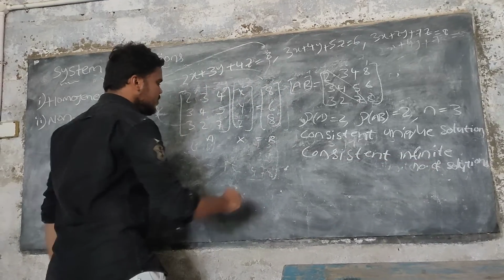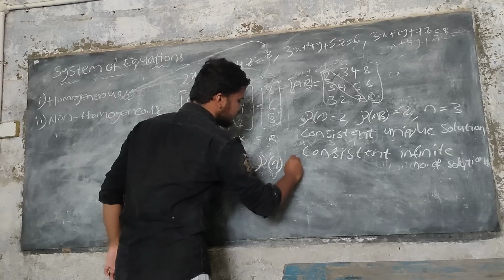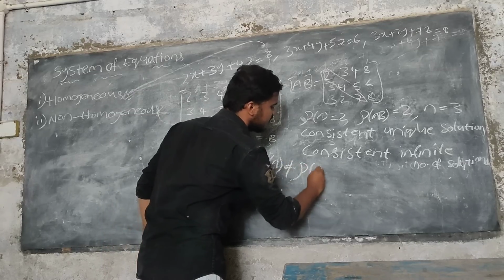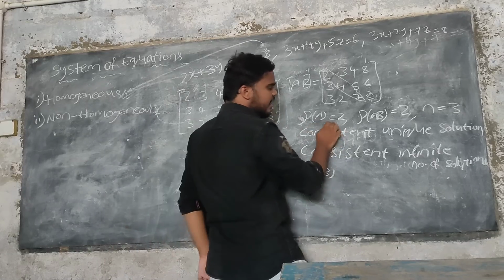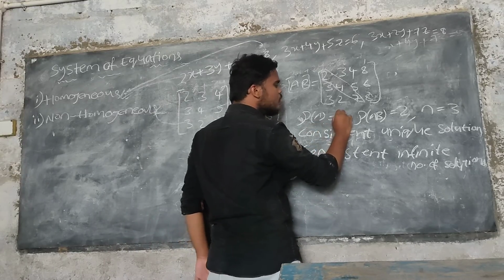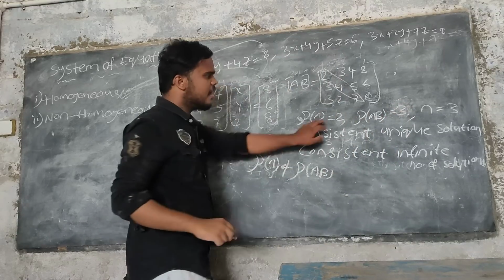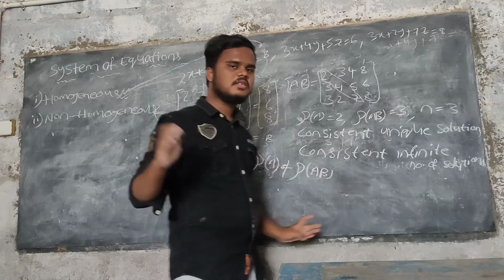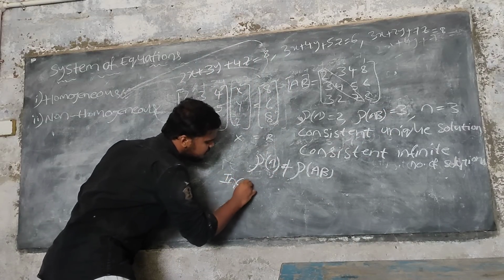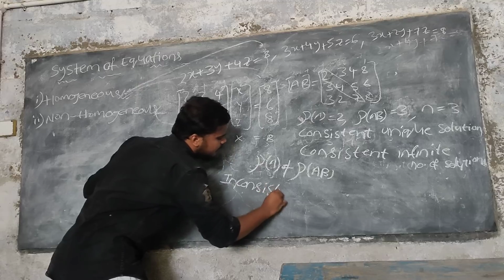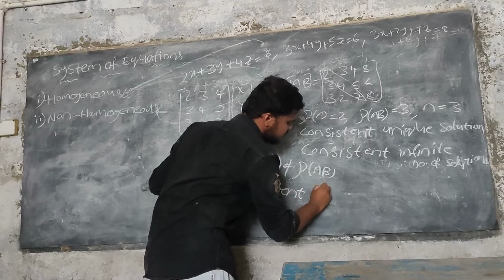In case rank A is not equal to rank AB, suppose rank A equals 2 but rank AB equals 3. Here rank A is not equal to rank AB. In such a case, the equation is inconsistent and has no solution.